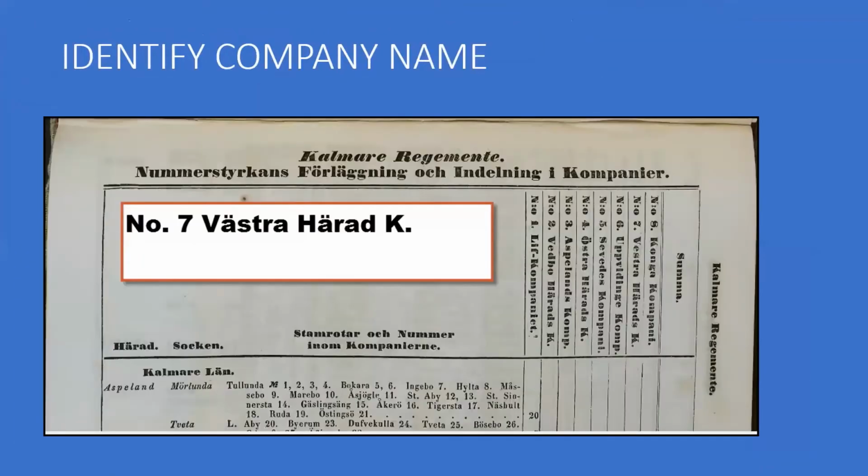So then I need to go back a couple of pages to the beginning, and here it says number 7 is the Vestra Harald Company. So I now know for this soldier Elm, who's from Stockeryd, that he actually was in the Kalmar Regiment in the Vestra Harald Company.